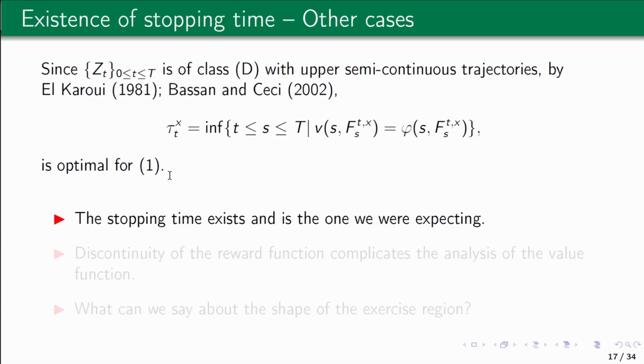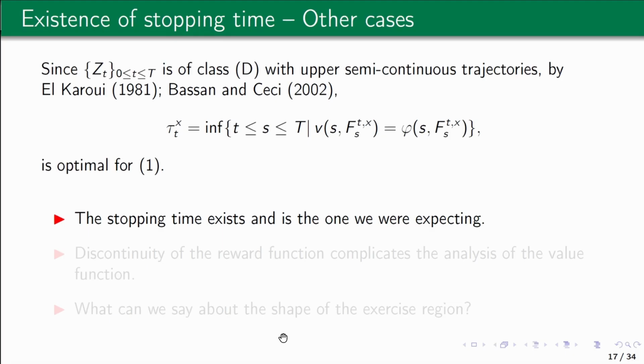Now, regarding the existence of the stopping time, by using the general theory on optimal stopping, we're able to confirm that. This is well known, but we needed to go back in the literature and confirm it. Basically, the optimal stopping time has this form: the first time that the value function reaches the value of the reward process is the optimal stopping time.